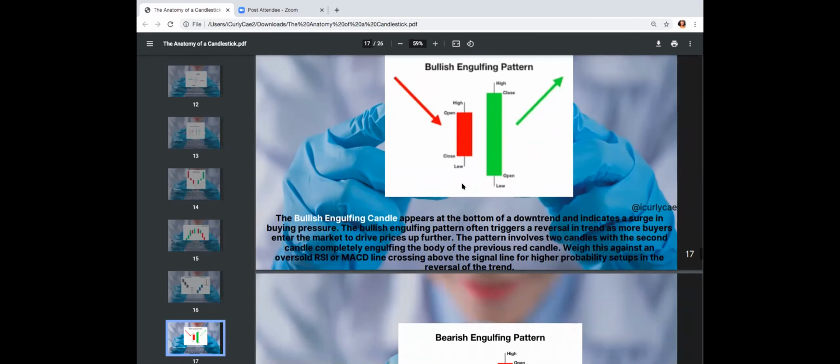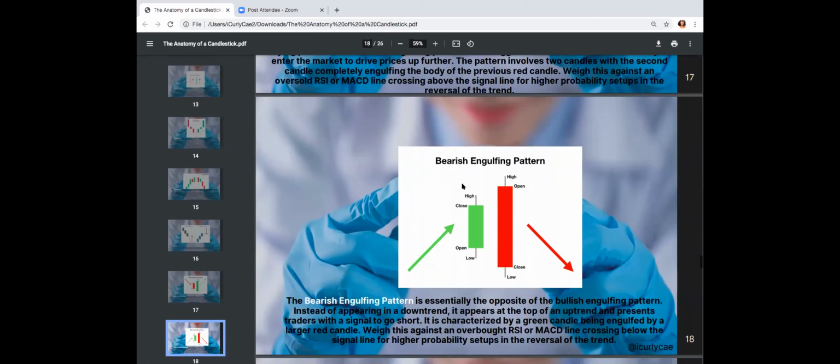The same thing for the bearish engulfing pattern. You're going to see a green candle, a smaller green candle, followed by a red engulfing candle that completely engulfs the body of the previous green candle, and it happens at the end of an uptrend to signify a downtrend. It's essentially the opposite of the bullish engulfing candle.